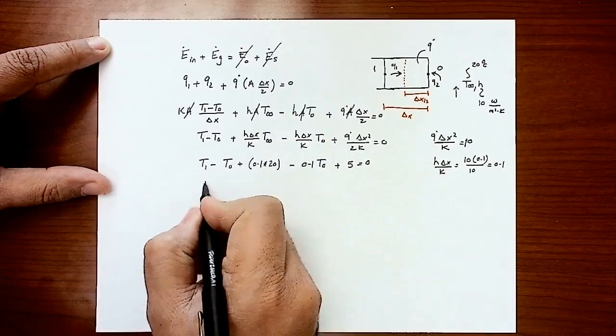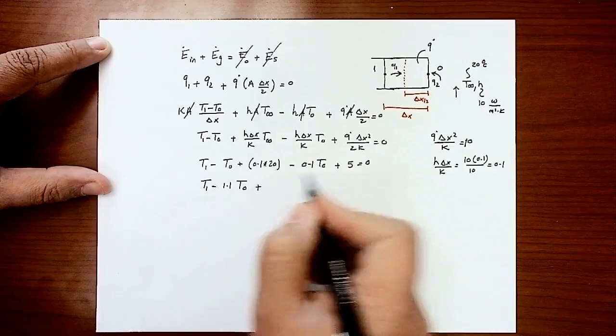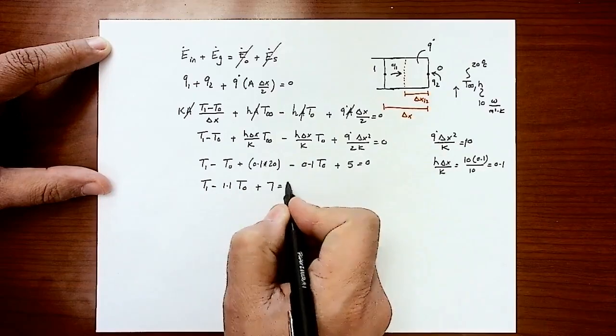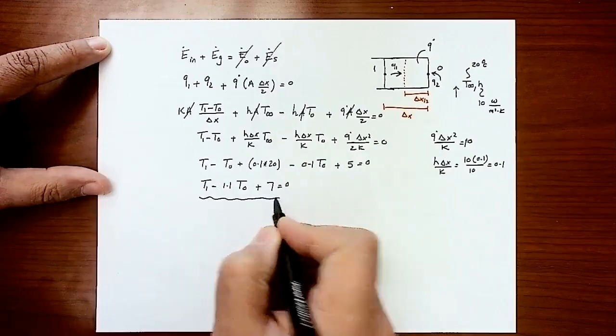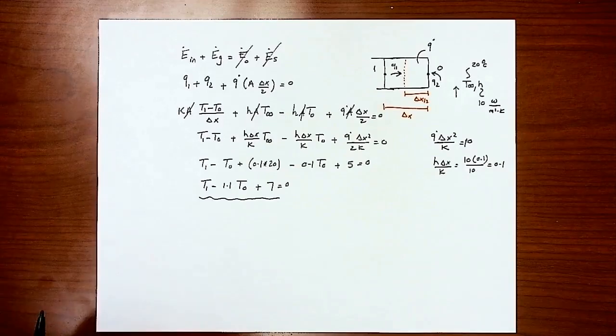So you'll find that T1 minus 1.1 T node plus 5 plus 2, that's going to be 7, equals 0. And this is a very similar equation to what we got in the previous example, where we didn't have the insulated tip, the one where we just have a Dirichlet boundary condition on the left side, then we have convection on the right-hand side.